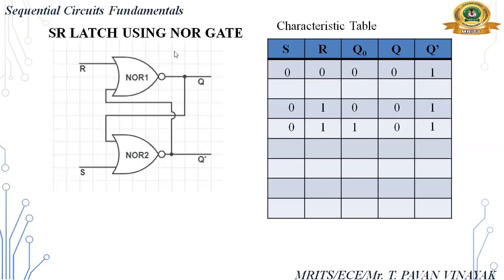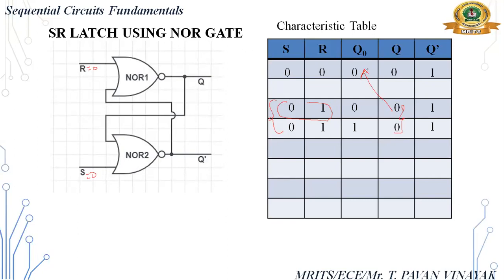Whenever S is equal to 0, R is equal to 0. Previously what did we perform? We performed 0, 1. For S equal to 0, R equal to 1, the Q value is 0. That Q value will go here now.